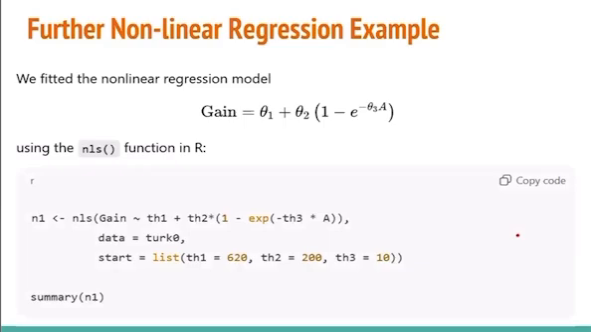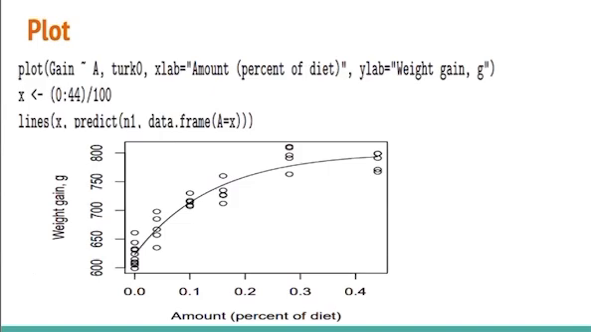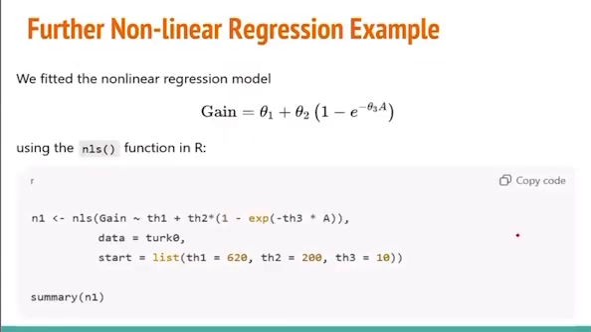I'm actually interested in the weight gain and the percent of diet. You're looking at the effects of diet on the weight gain. Now, when you take a look at what I have here, this is a nonlinear model. How many parameters do I have? I have theta 1, theta 2, theta 3.